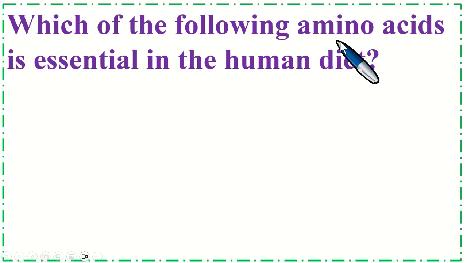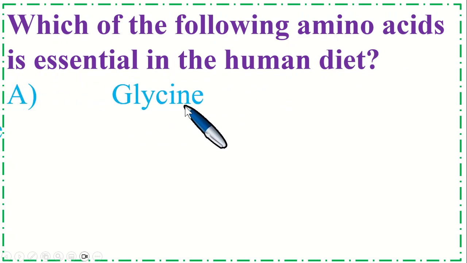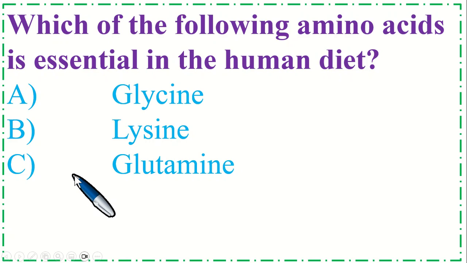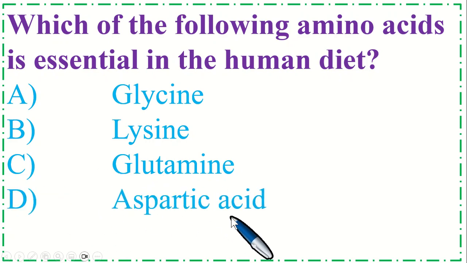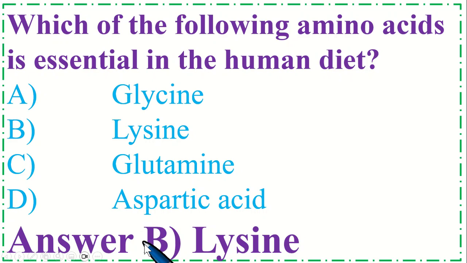Which of the following amino acids is essential in the human diet? Option A, glycine, B, lysine, C, glutamine, and option D, aspartic acid. So the correct option is B, lysine.